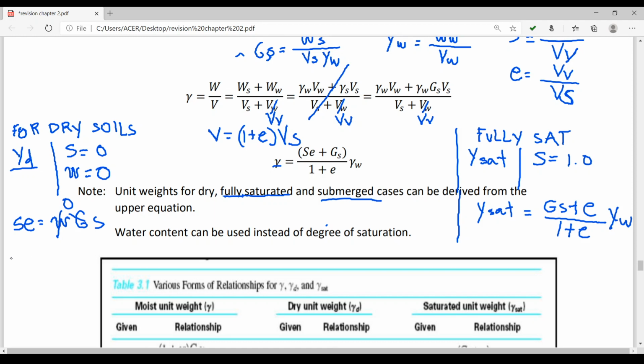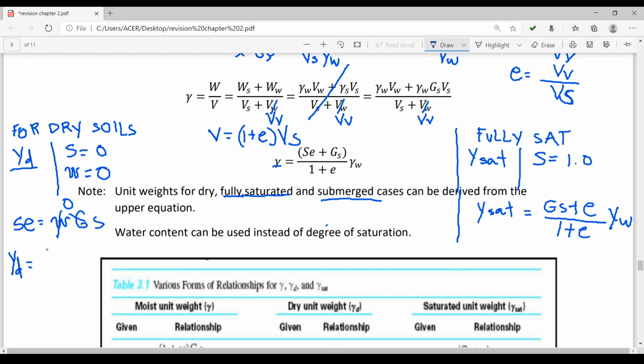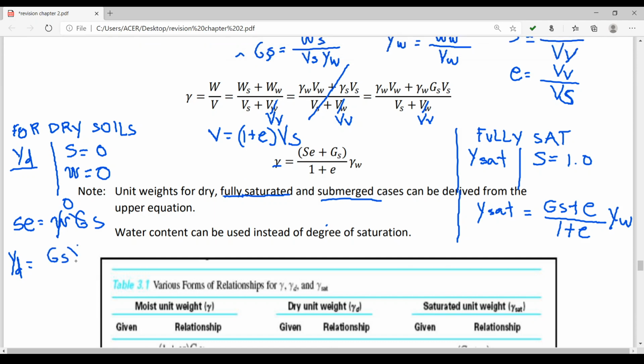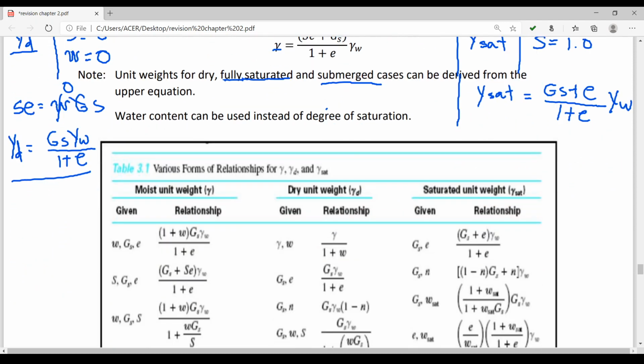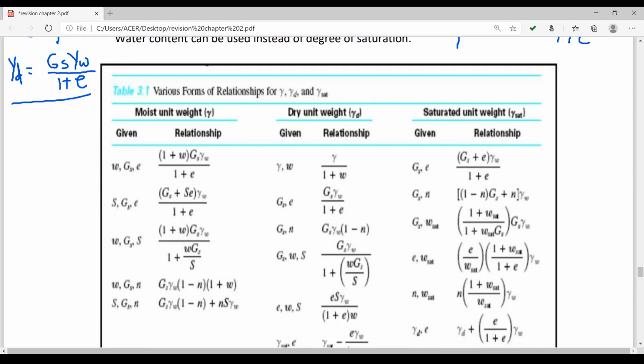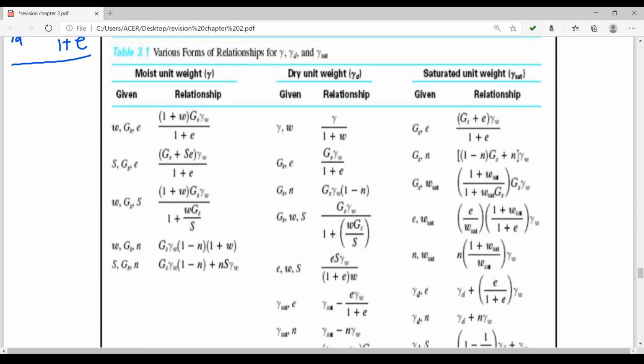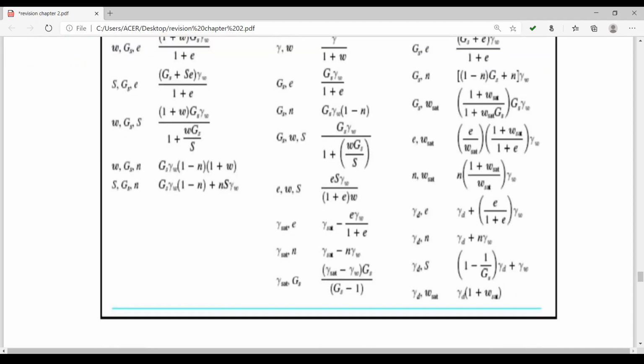And then, if we go back to our equation, γd would be equal to, what remains here is our Gs, the specific gravity, γw all over 1 plus e. And if you need other relationships with your unit weights, this is the table in your handouts. And if you don't understand, you can contact me on Messenger.